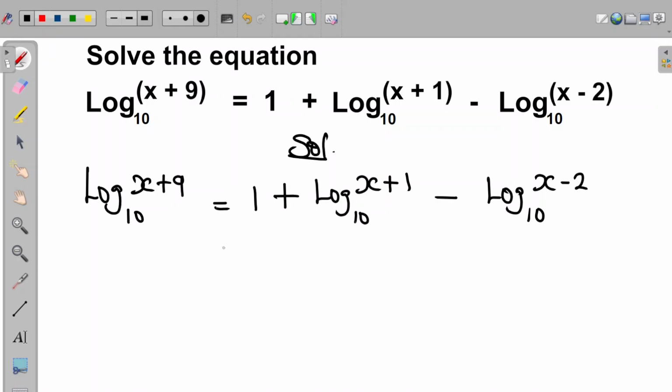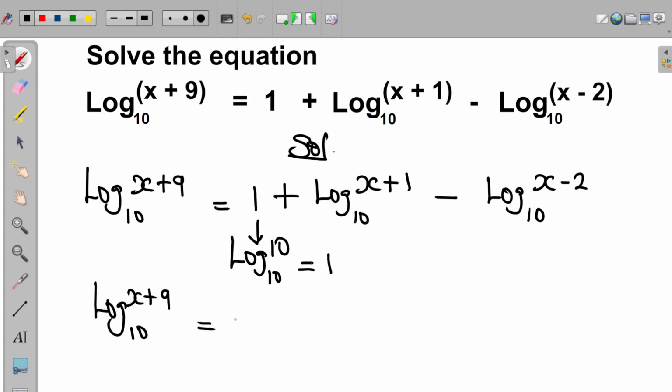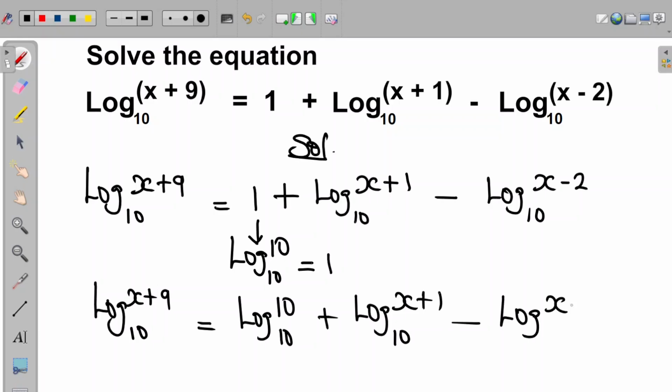Now recall that logarithm of the base to the same base is 1. So log 10 to base 10 is equal to 1. So in the place of 1, we will write log 10 to base 10. So the equation now becomes log(x + 9) in base 10 is equal to log 10 to base 10 plus log(x + 1) in base 10 minus log(x - 2) all in base 10.